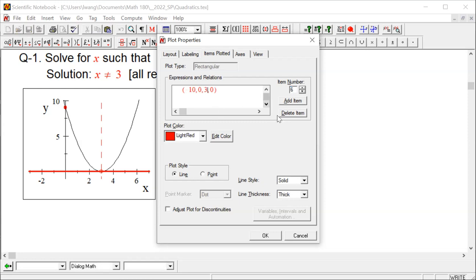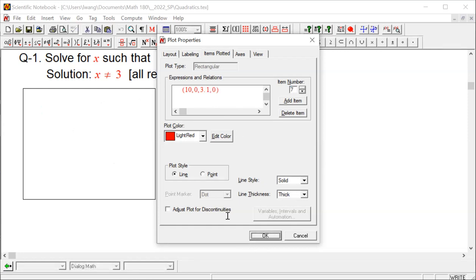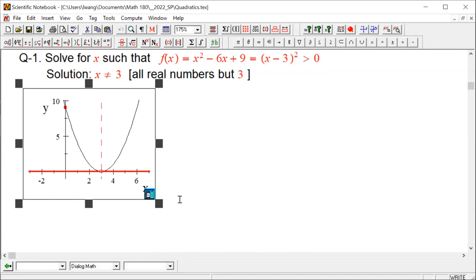So I'm going to do this. I'm going to do that, and see if this will make it better. Yeah, this is a little bit better. Okay, it just says all the real numbers are solution but 3.